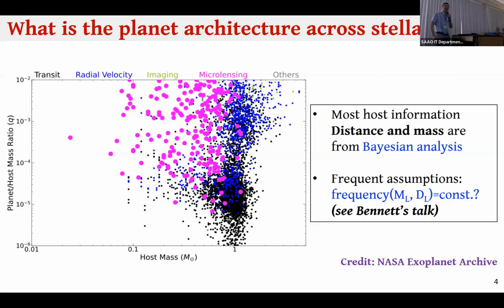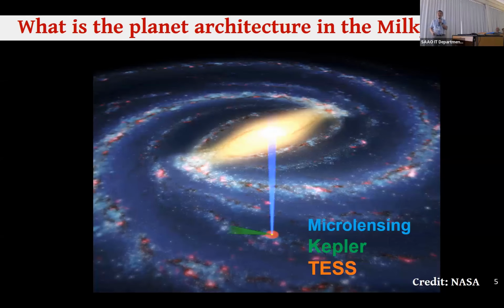Now, the second science goal we want to address is, of course, to understand the planet frequency as a function of environment, whether the planet formation efficiency is the same in the disk or in the bulge. Other surveys can only probe the nearby universe, while in our case, we can go much deeper to the galactic bulge. But without firm lens distance determinations, this goal is not so easy to achieve.